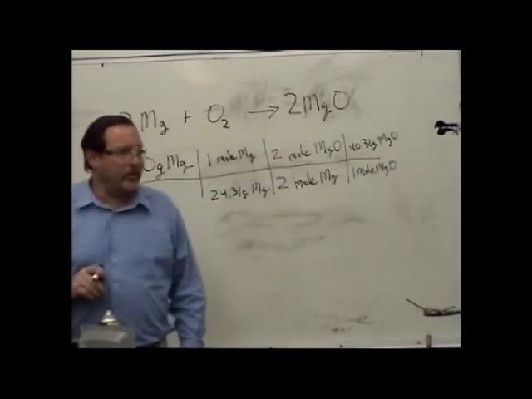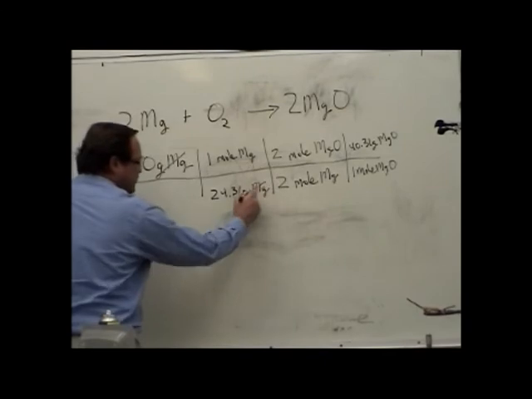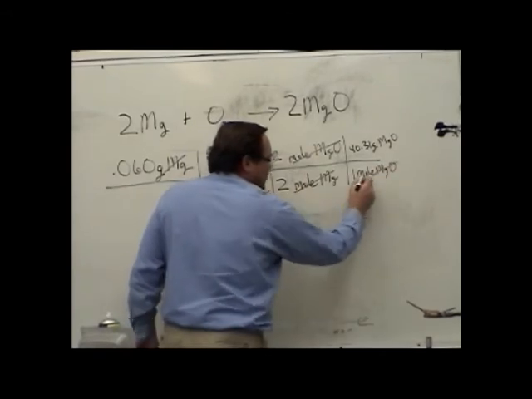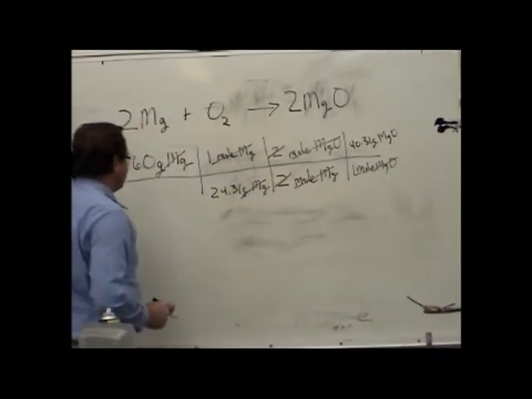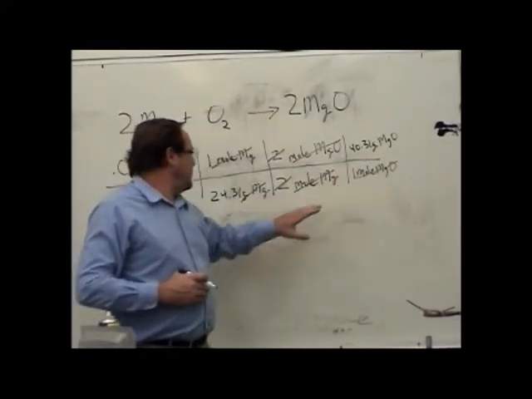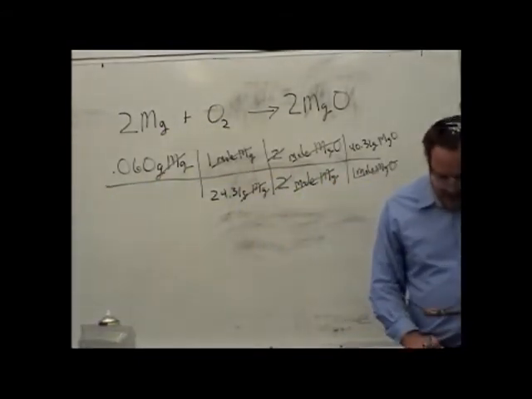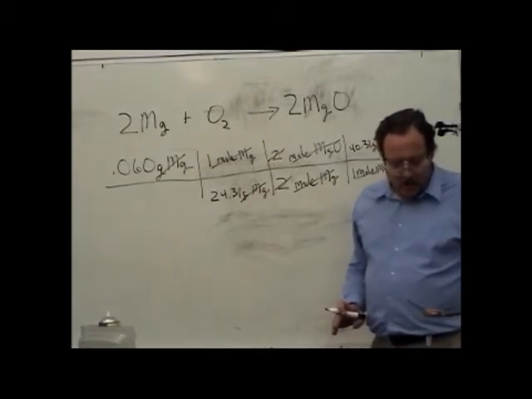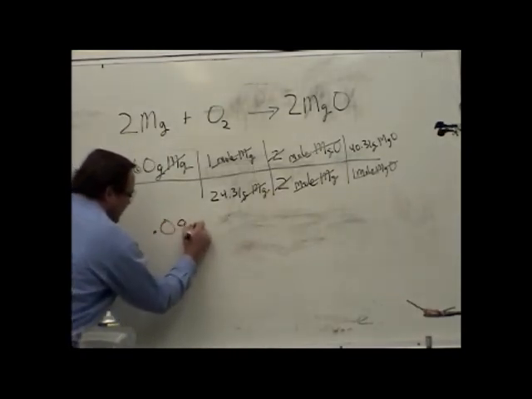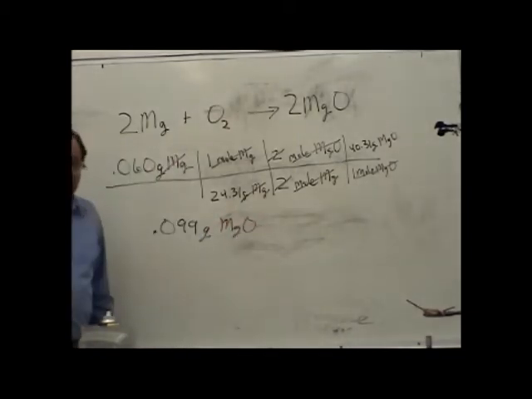Now we're going to go through and cancel what we can cancel out. So these grams of magnesium will cancel with these grams of magnesium, this mole of magnesium with this mole of magnesium oxide, and these 2's will also cancel. So now we have 0.060 times the 40.31 divided by 24.31, and this gives us a final answer of 0.099 grams. So 0.099 grams of magnesium oxide as my theoretical yield.